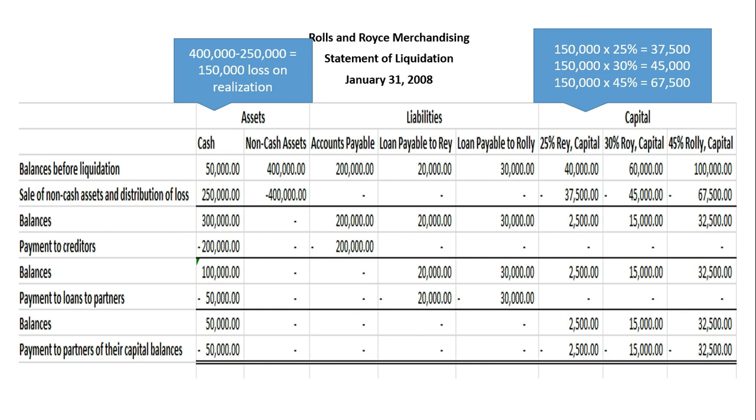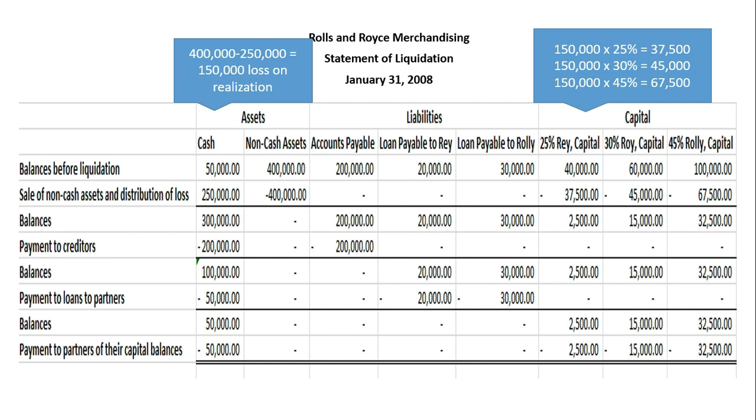Since this is additional cash, we'll need to add it to our cash balance. So that's 50,000 plus the 250,000, amounting to 300,000. We have no non-cash assets anymore because we have sold them. So the remaining amounts that we have are the accounts payable, the loans, and the capital balances.